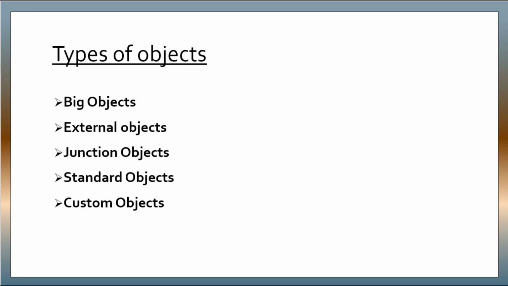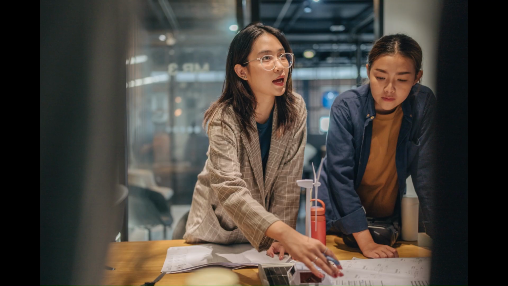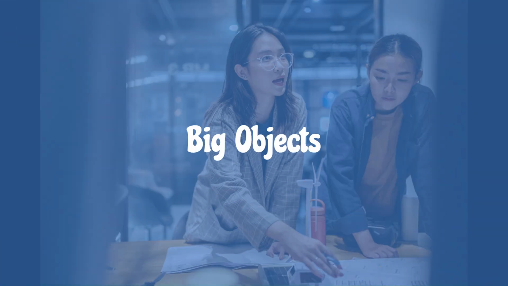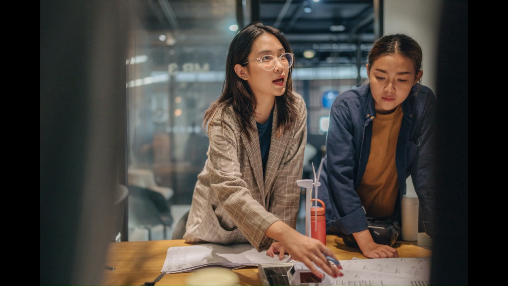There are five types of objects in Salesforce. They are big objects, external objects, junction objects, custom objects, and standard objects. Let's see one by one. What are big objects? Big objects are designed to handle and manage large volumes of data that do not require frequent access. Big objects are typically used for archiving historical data.